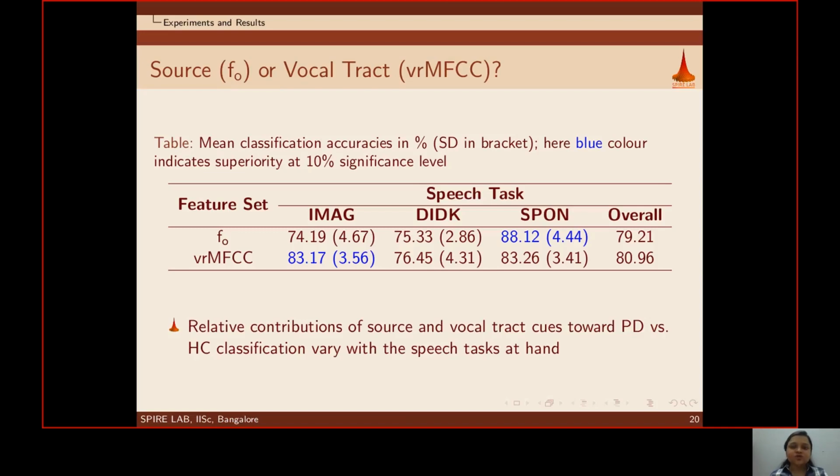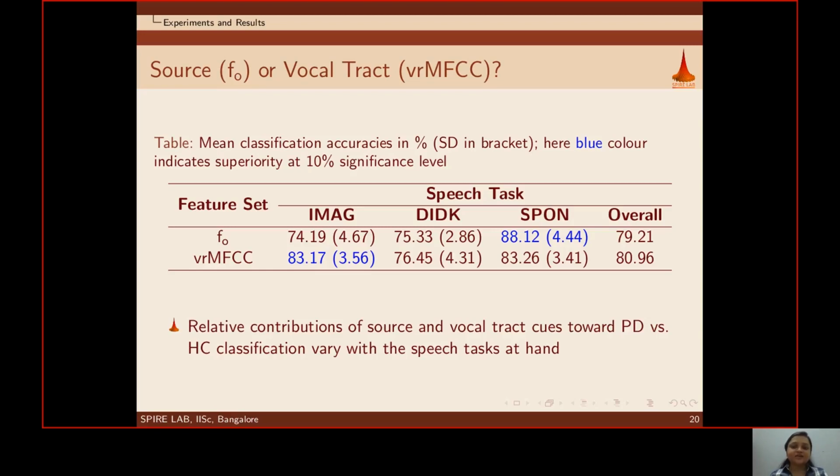In SPAWN, source cues significantly outperform vocal tract cues. The spontaneous F0 variations and intonations inherent in SPAWN task might be capturing discriminative cues which predominate the markers obtained from vocal tract information. For image task, vocal tract is observed to outperform source cues. The speech recordings for image task are very short in duration, around 3 to 5 seconds. So these may not be able to capture F0 variations indicative of PD, and the contribution of vocal tract cues become predominant.